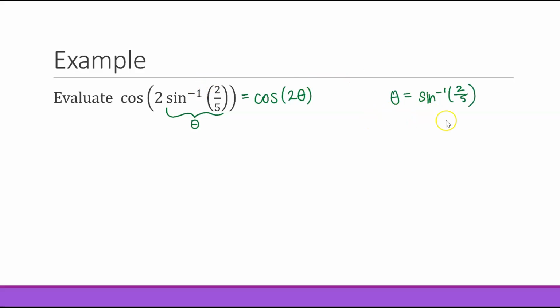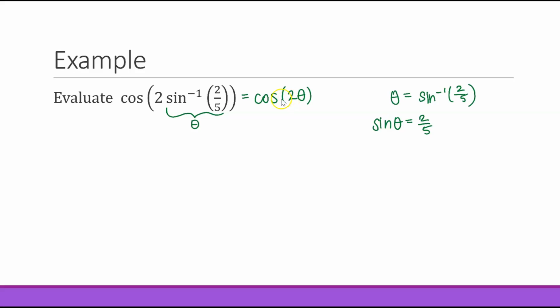Here I can take the sine of both sides, so I get sine theta, sine of sine inverse cancels, so I just get 2 over 5. Or essentially write out the definition of an inverse. So sine of theta equals 2 over 5. So this is what I know.